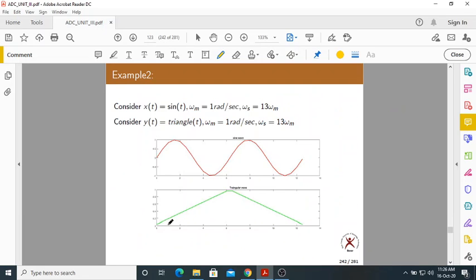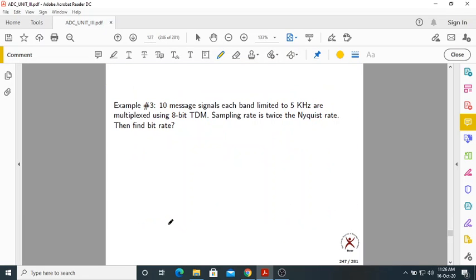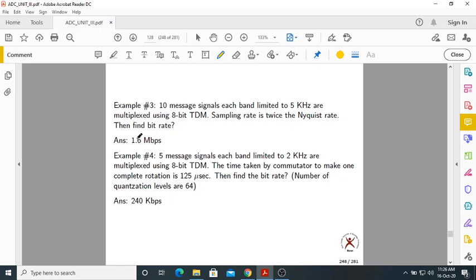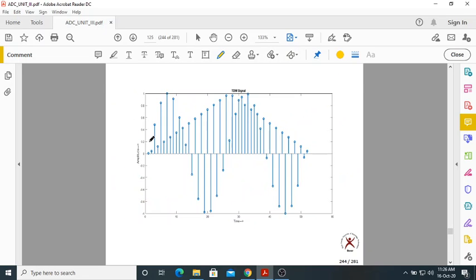This is an example we have already discussed yesterday also. Now I have given some problems for you to try. Here 10 message signals are time division multiplexed. Each is band limited to 5 kHz, using 8-bit TDM, which means we are representing each and every sample using 8 bits. The sampling rate is twice the Nyquist rate. Find the bit rate. I just explained the formula, so try to find the answer. I gave one more example also, so try to solve these two problems. This is the logic.